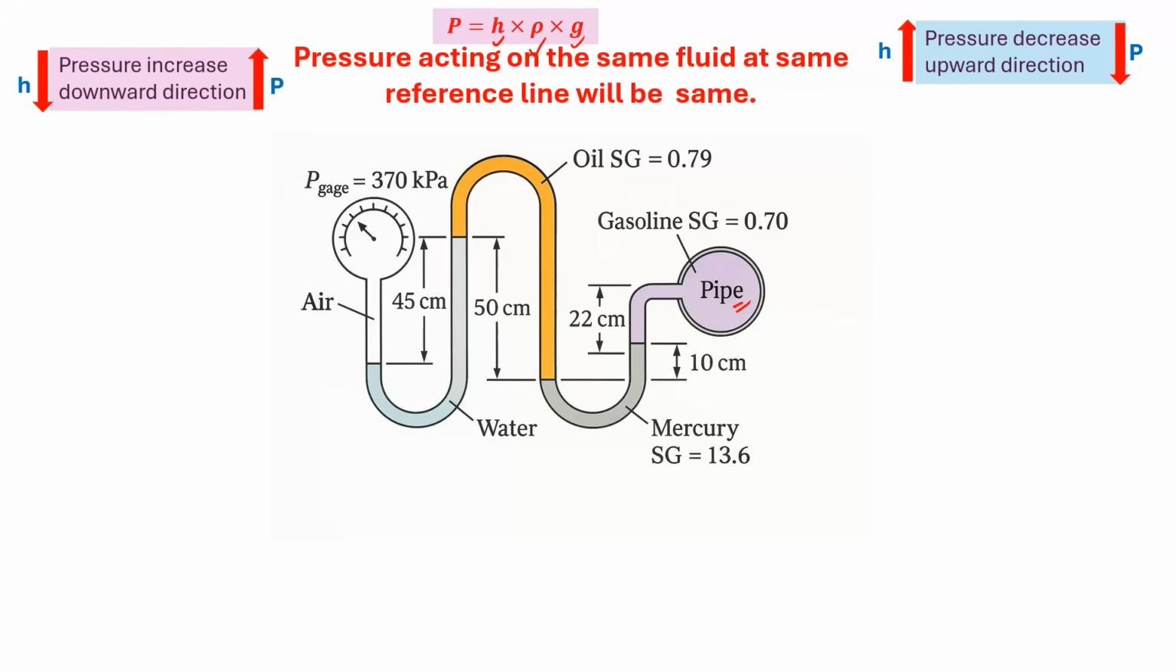Now, if you observe here, the pressure shown in the gauge is 370 kilopascal. This is the reference pressure connected to one side of the manometer. If I draw a horizontal reference line there, the pressure at this point is also the same, P gauge. The pressure at every point along this line in the same fluid must also be the same.